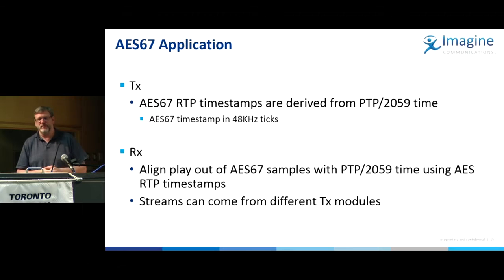Well, what I'm going to do in the transmitter is, in the RTP packet, there's a timestamp, and I'm going to derive that timestamp using my PTP 1588 time. So using that, I'm going to put timestamps into all my audio samples. And they're going to be at 48 kilohertz ticks, because that's a nice frequency for audio. Then in my receiver, by using the current time at that device and these timestamps, I'm going to be able to line things back up.